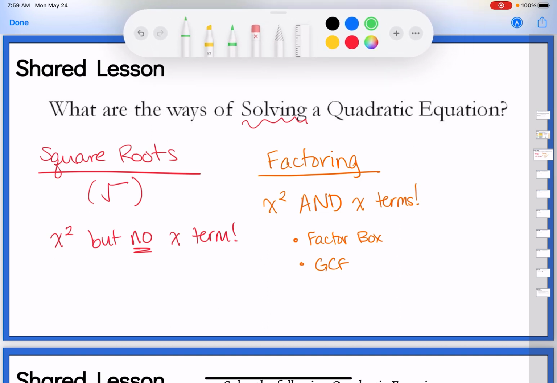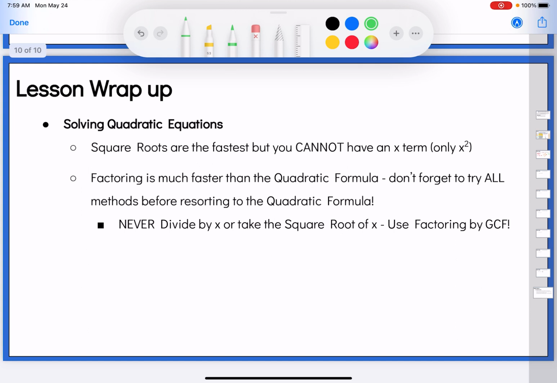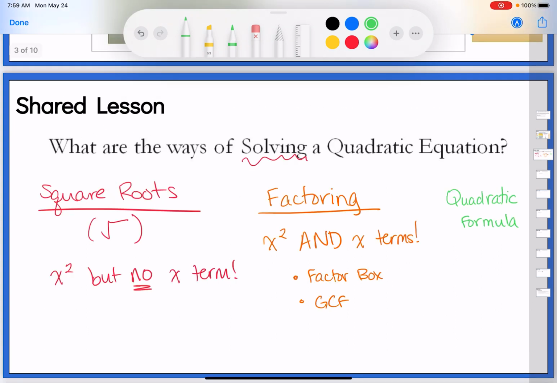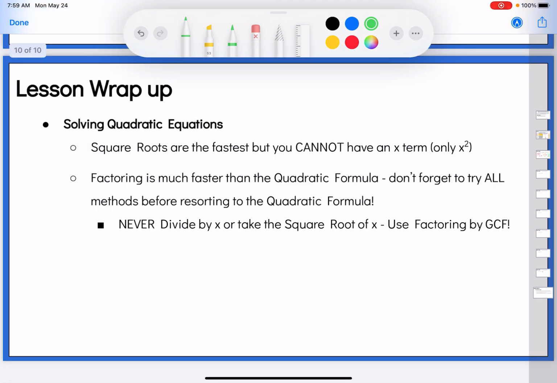Now, I know that you're thinking, but Ms. Grebo, there's one more way. Isn't there that thing called the quadratic formula? Yeah, there is the quadratic formula, and we spent a lot of time working on that last year. But the thing with the quadratic formula is this is only if nothing else works.